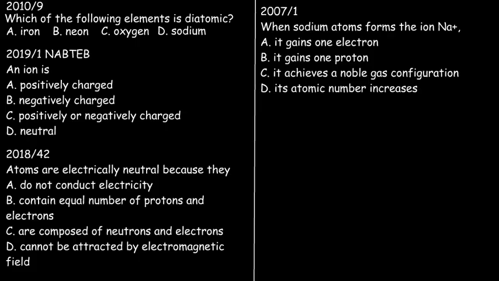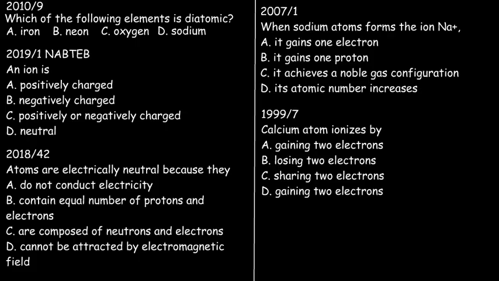For our last question, it states that a calcium ion ionizes by the loss of its two electrons, so the correct option is B, that's losing two electrons.